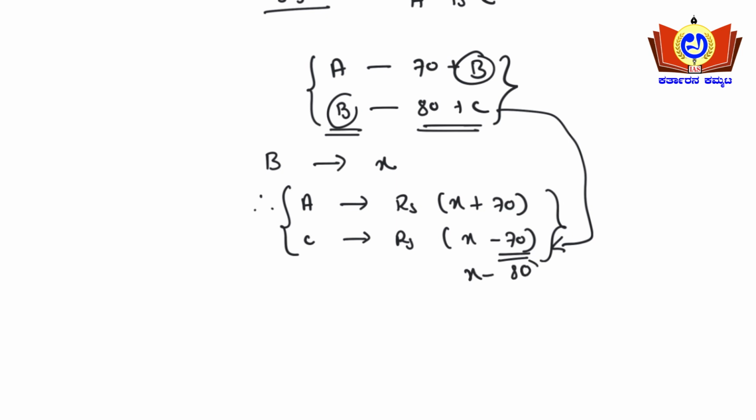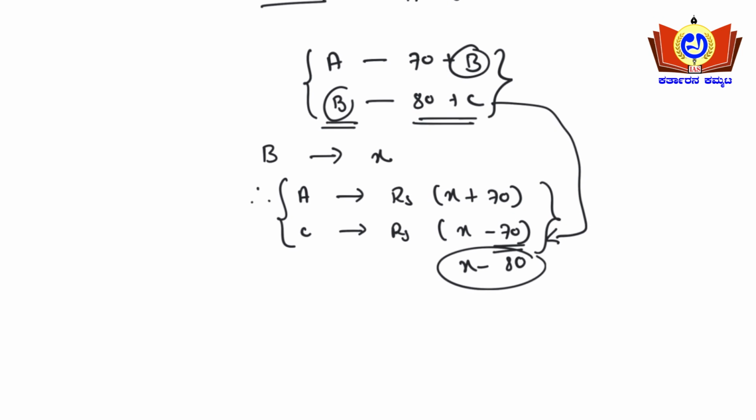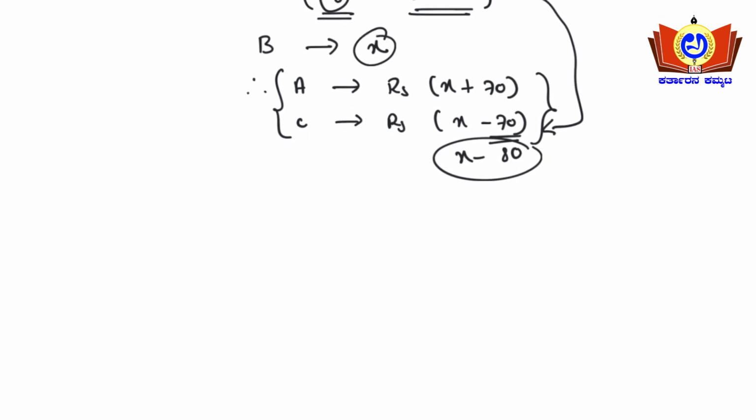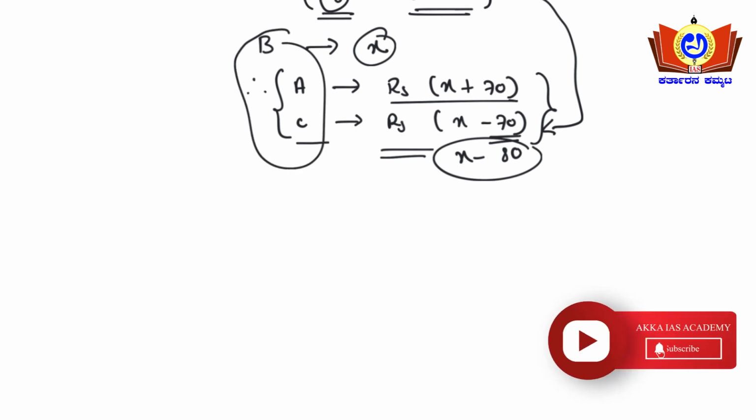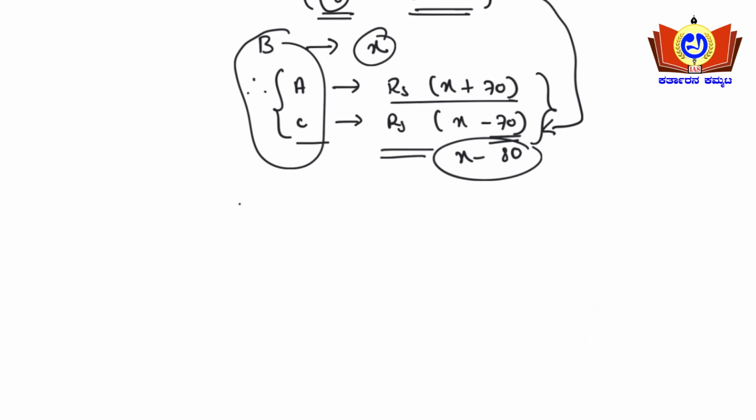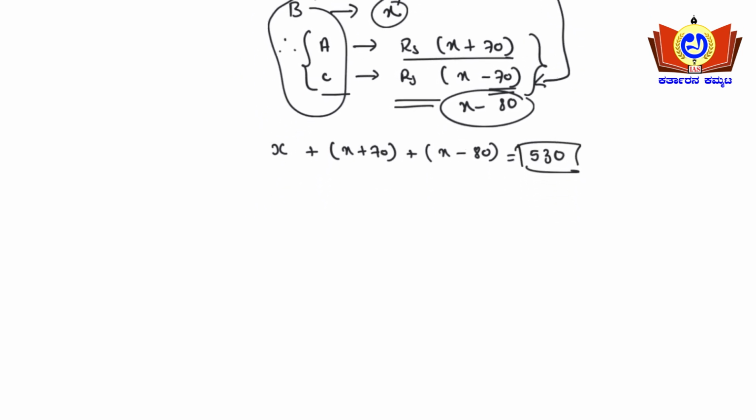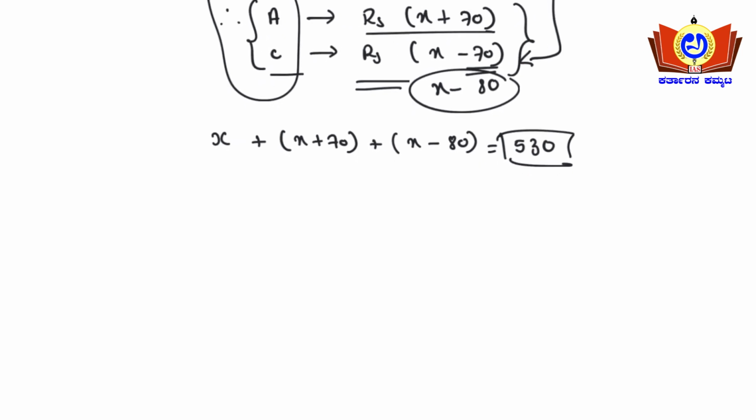So X minus 80. Okay, upon adding this, see, three values I have got here, right? B is X, and A is this much value, and C is this much value. So this total amount 530 is being divided among these three variables, right? So I will be writing the equation here. X plus X plus 70 plus X minus 80, that is C, that will be equal to 530 rupees. See, this is the total rupees. Yes or no?